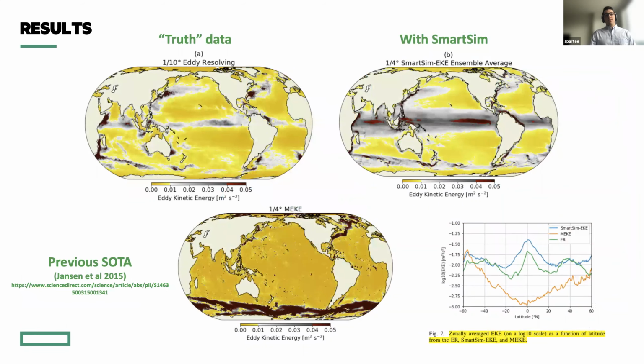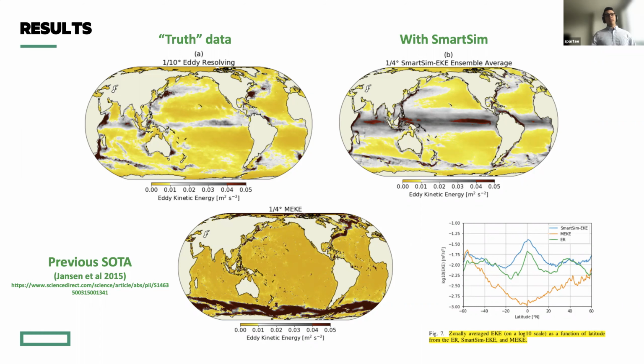And then, so here's some of the results. This is kind of the main result figures of the paper. So first, the 3 globe figures. On the top left-hand, you have the, quote unquote, truth data, which is the eddy resolving simulation at 1/10th degree. We consider this to be the truth data because it is eddy resolving in this case. And then on the bottom there, you have the 1/4 degree with the Meeke parameterization, and the article there is listed. And then on the top right-hand corner, you have the ensemble average from all 12 ensemble members that are augmented with this streaming ML-EKI approach, or SmartSim EKI approach.